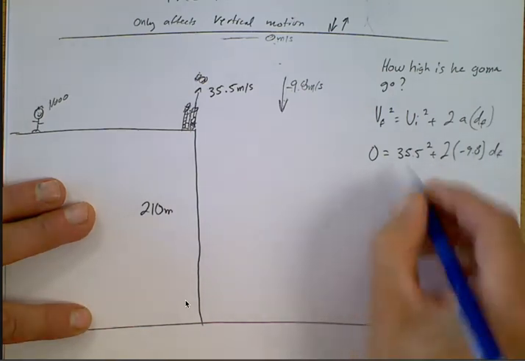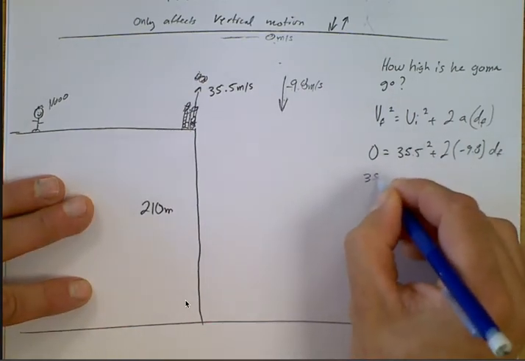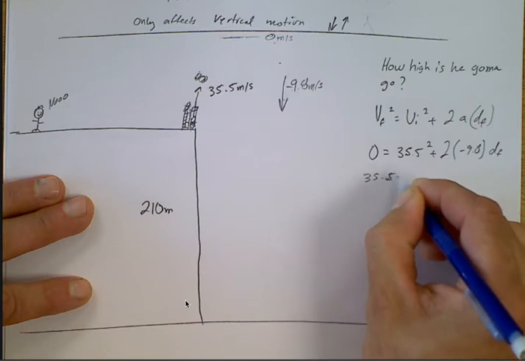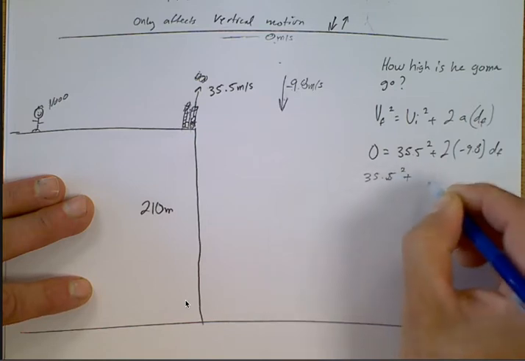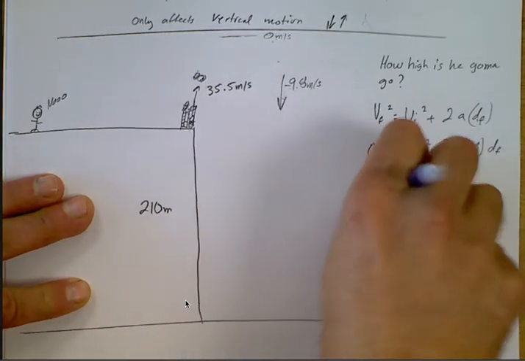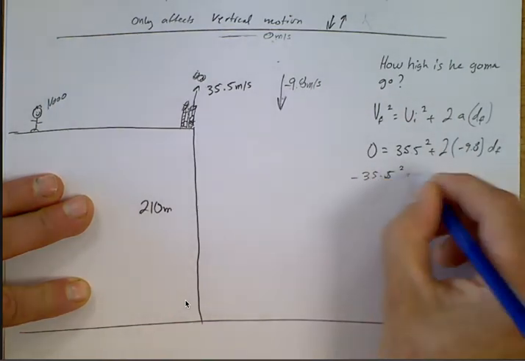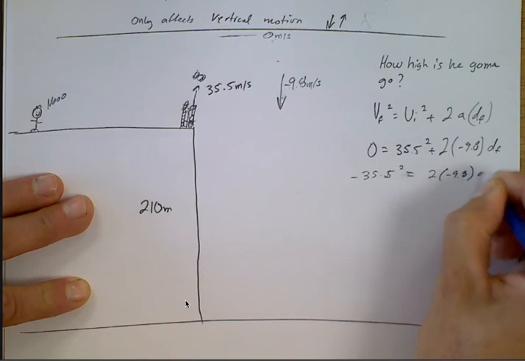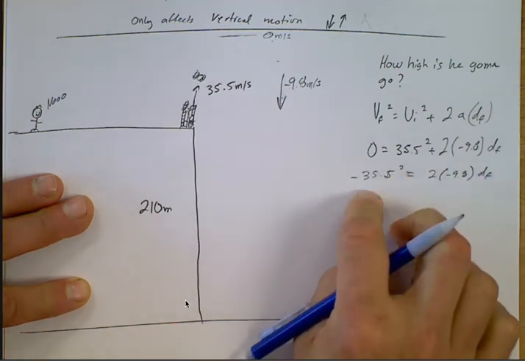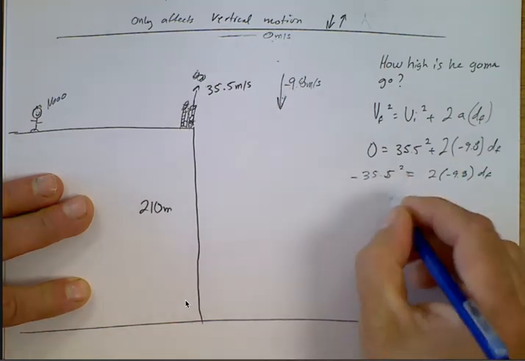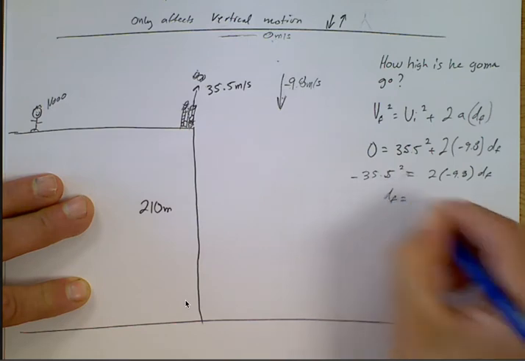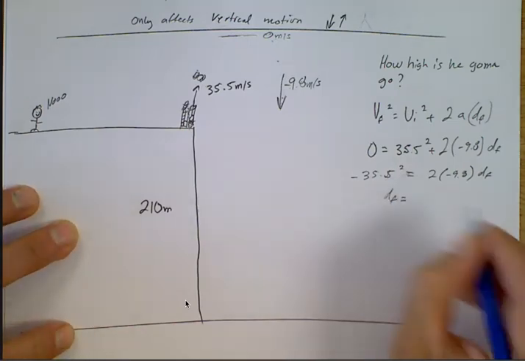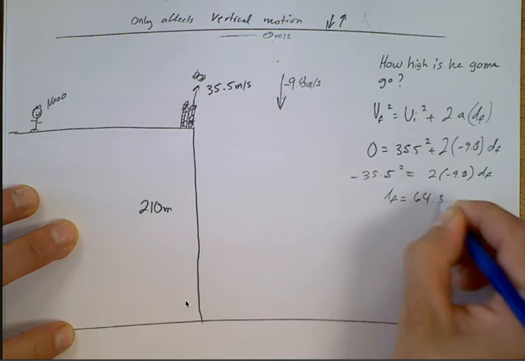If you were to figure this out, I'm going to save you the time it would take to do it on the calculator, though you could take a minute to do this. You could bring this over: negative 35.5 squared equals 2 times negative 9.8 times my displacement final. So I square that and divide by that, and my displacement final comes out to 64.3 meters.